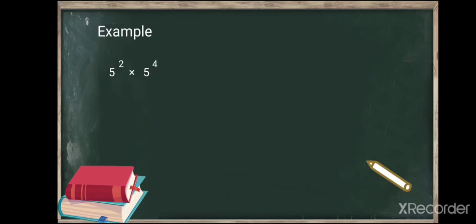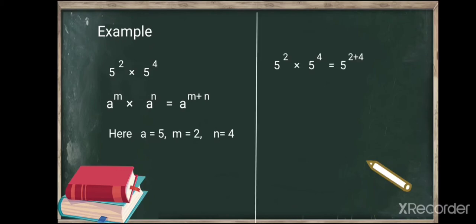This is the first example. 5 raised to 2 into 5 raised to 4. Here you can see bases are same and their index values are different. So you can use this formula here. On comparing with this formula, we will get the values of a, m and n as these. So let us substitute all these values in our given formula. We will get this term. So 5 raised to 2 plus 4 is equal to 5 raised to 6.